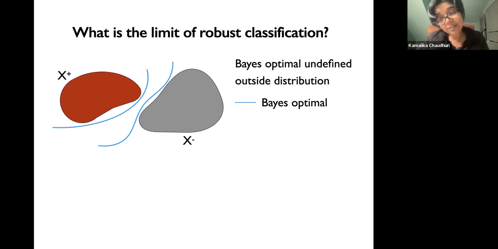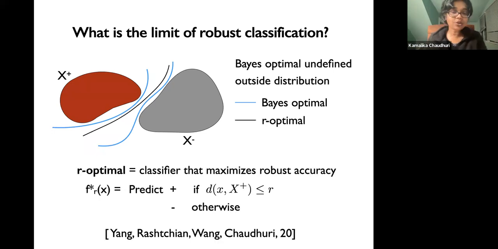If you remember the Bayes optimal classifier, the Bayes optimal gives you the maximum accuracy on a distribution, but it's undefined outside the support of the distribution, right? And in fact, you can have multiple Bayes optimal classifiers, some of which may not be robust. If you look at these blue curves that I have drawn, these are all Bayes optimal because they are classifying the distribution correctly, but they're not really robust because they're passing very close to these gray points and the red blobs. What we can do, however, is define this object.